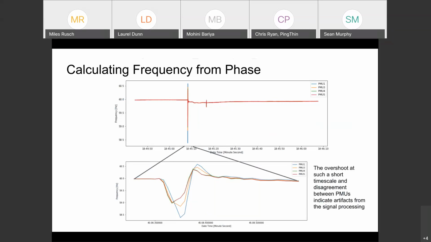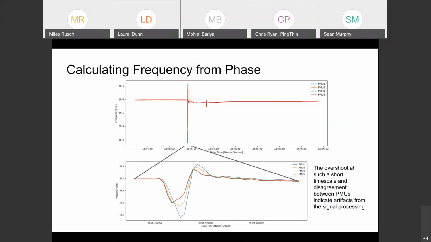And we see that these PMUs disagree on what the frequency is during this anomaly. We also see that there's overshoot in the frequency signal. And this overshoot occurs at a very short time scale.